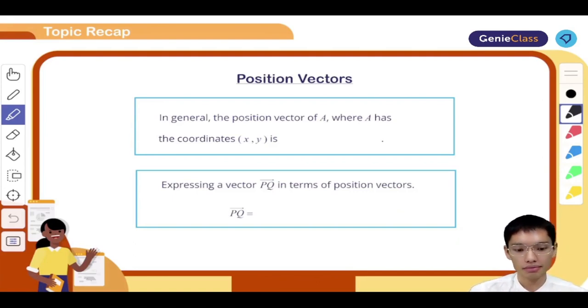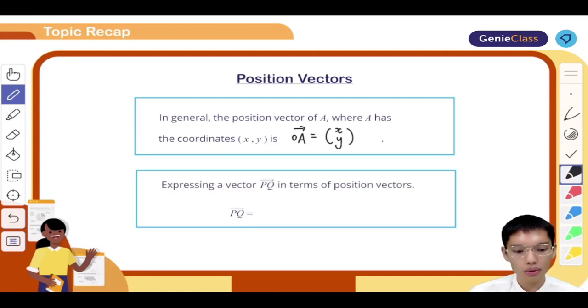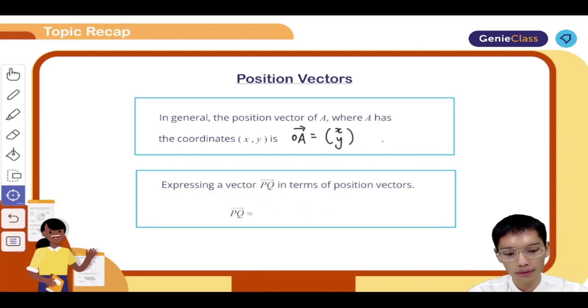our position vector. So position vector, remember, is in reference to the origin. We call it OA, which is (x, y). Now, whenever we talk about position vectors, there is a particular way we can do it. Does anybody want to try PQ? If I were to express it in terms of position vectors, what is the equation I'm looking for?